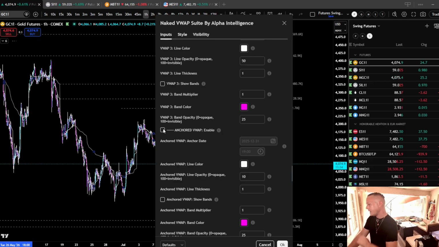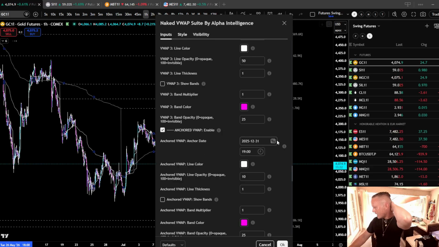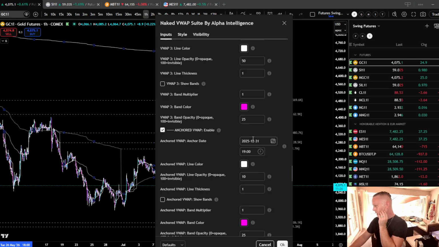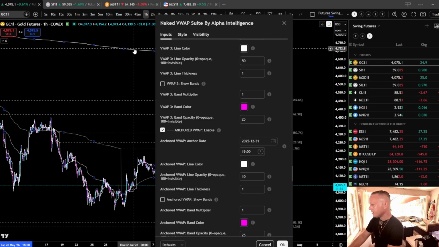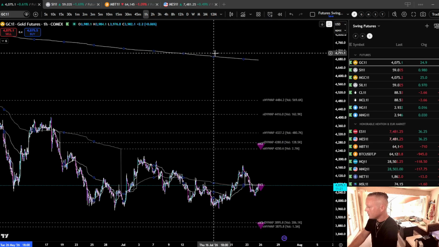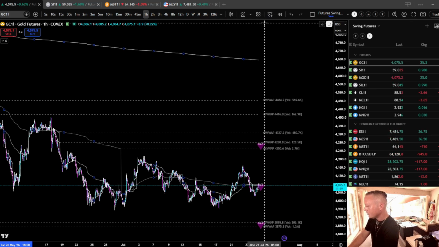And then you can also do an anchored VWAP at the same time. And you can start it from whatever date and time that you want. So I'm going to add the anchored VWAP to the chart, okay? And the anchored VWAP is all the way up here. And as you can see, for the year, we are well under the anchored VWAP.